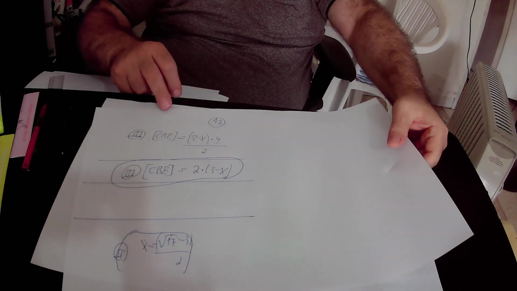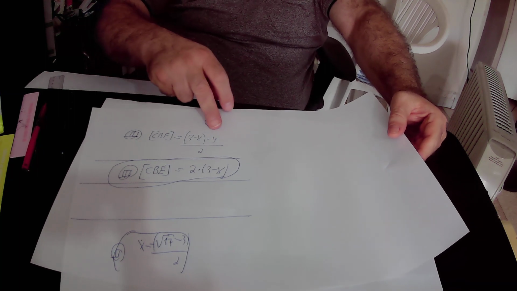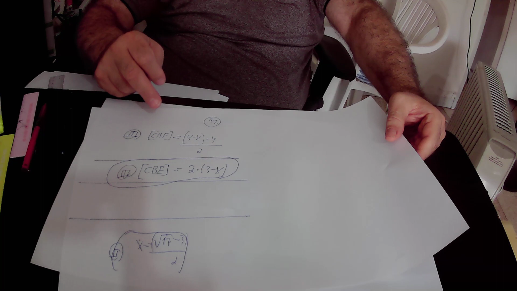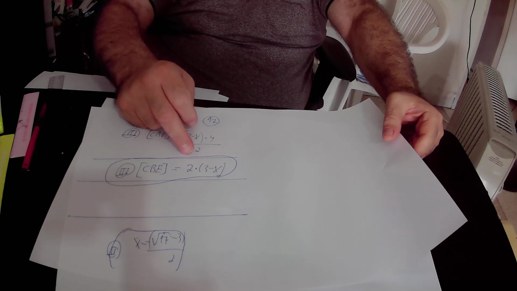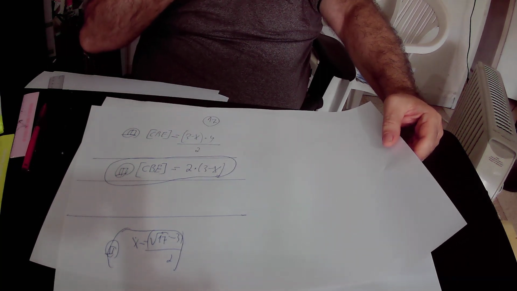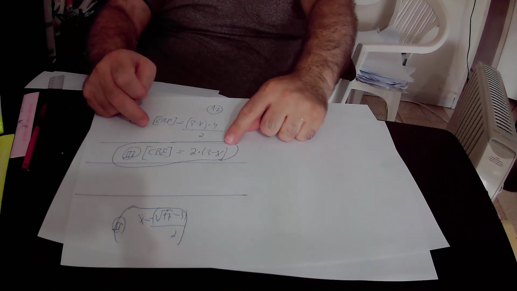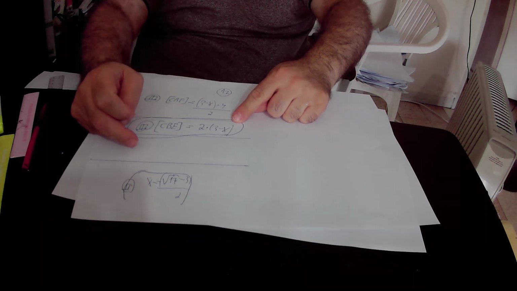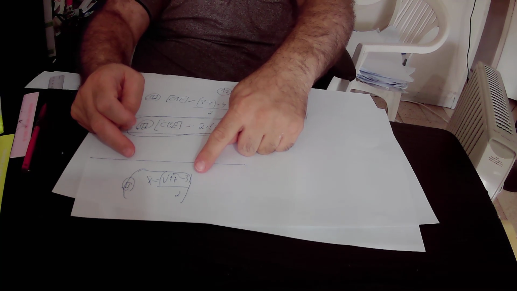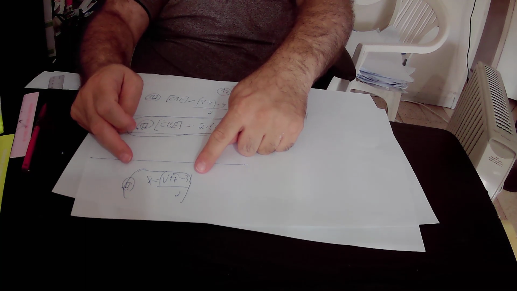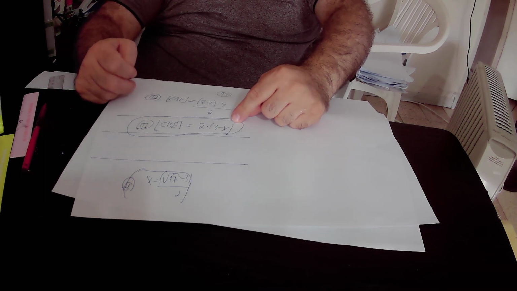So in conclusion, we got that the area of the green right triangle CBE equals 3 minus x times 4 over 2. 4 over 2 is 2. So we found out that the area of the green right triangle CBE equals 2 times 3 minus x. That is the area of the green right triangle CBE. So here x is missing, but we have already found out that x equals, according to equation number 2, square root of 17 minus 3 over 2.